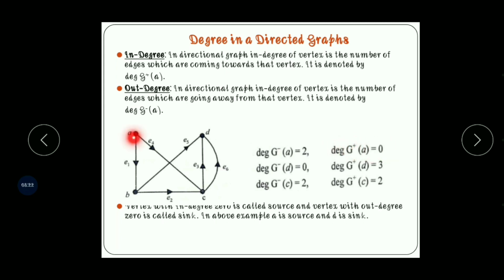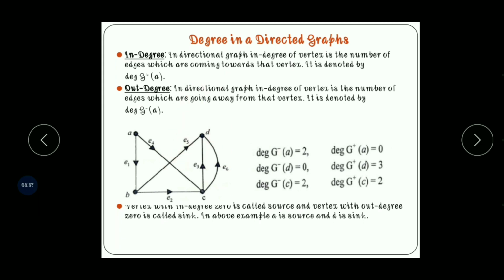And out degree here is 2, because 2 edges are going away from A. If I see for B, out degree is 2 and in degree is 1. If I see for C, in degree is 2, and out degree is also 2. There are 2 which are going out of this.